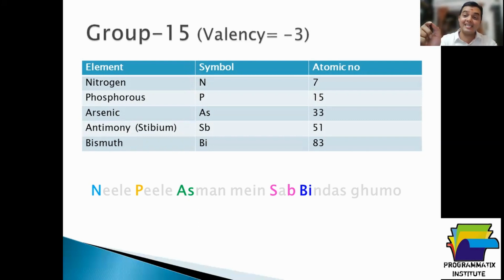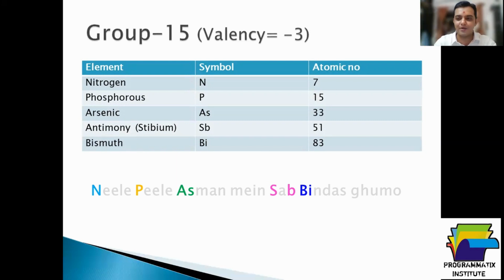So N stands for nitrogen, P stands for phosphorus, AS is arsenic, you got the symbol. Then "sab", like SAB TV, Taarak Mehta Ka Ooltah Chashmah, that "sab", we all, you who are watching this video and me, that is nothing but "sab". That Sb is antimony and Bi of "bindaas" is bismuth. So you learn that.